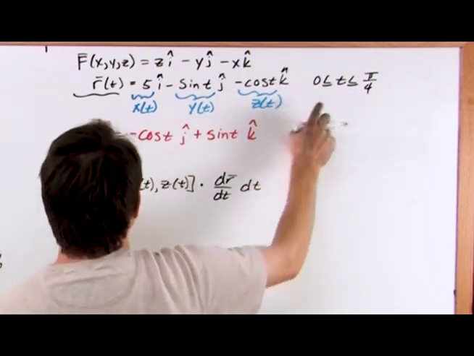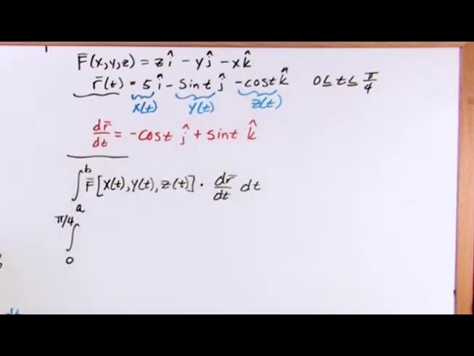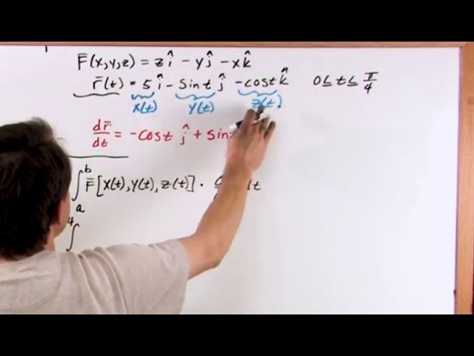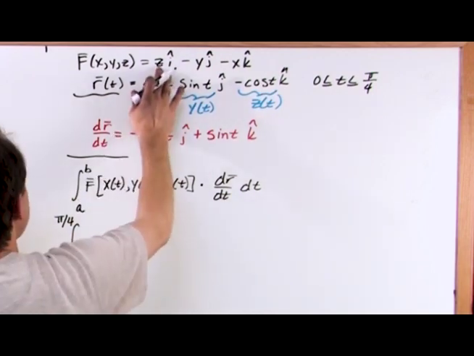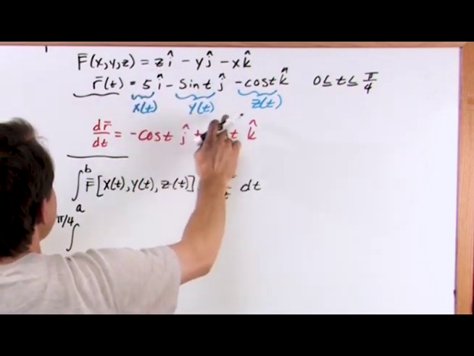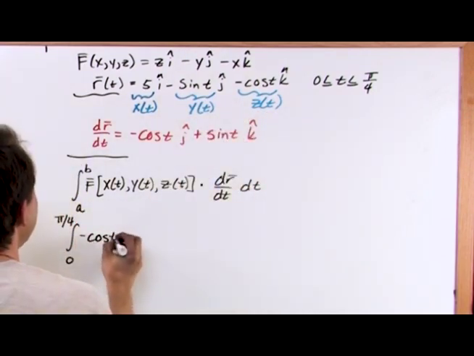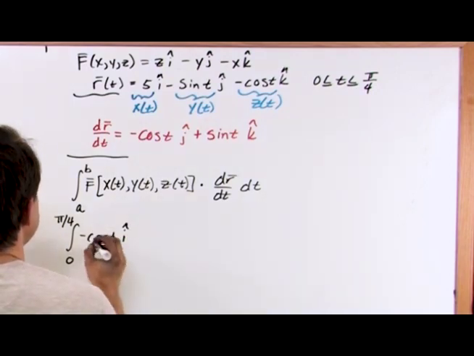From a to b is from 0 to pi over 4. The vector field's given to me up here. Now I need to use my functions to plug in so I can convert it to a function of time. So what I'm going to have up here, z in the i direction, z is given by this, so it's going to be negative cosine of t in the i direction.